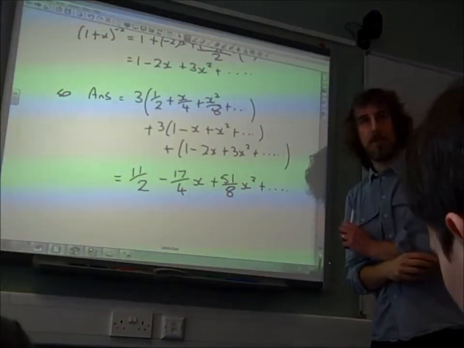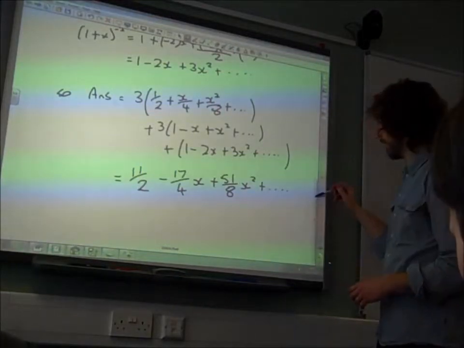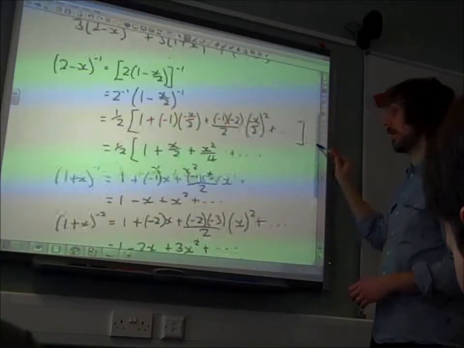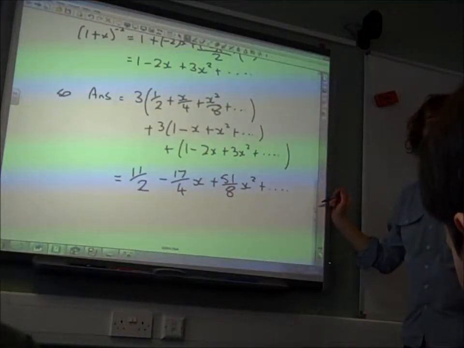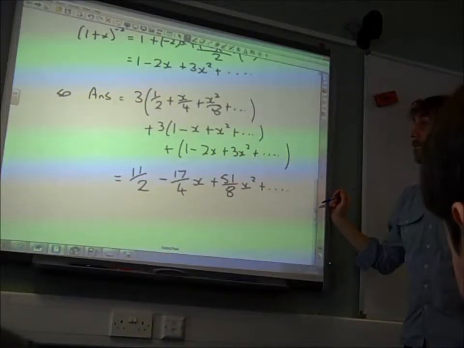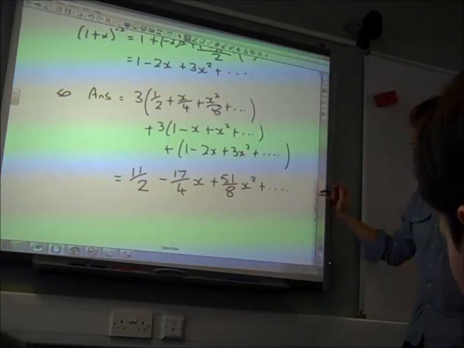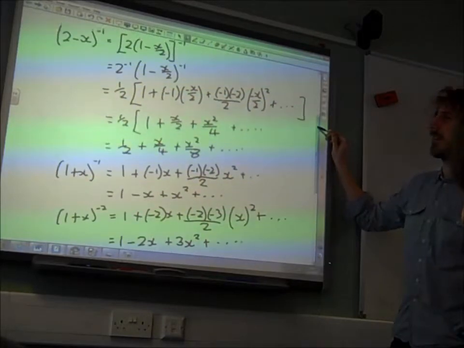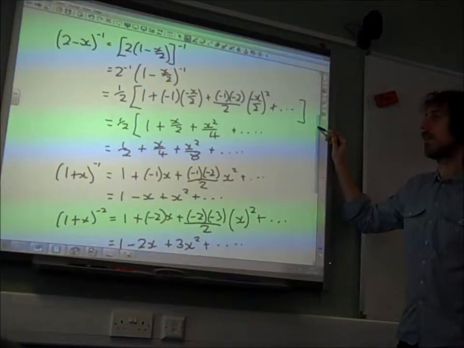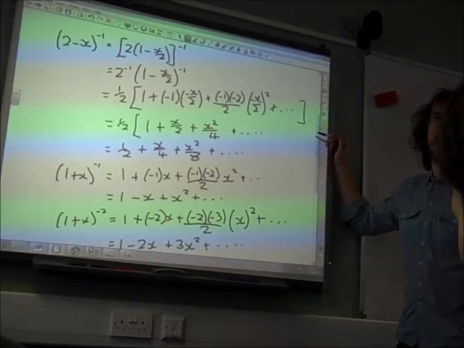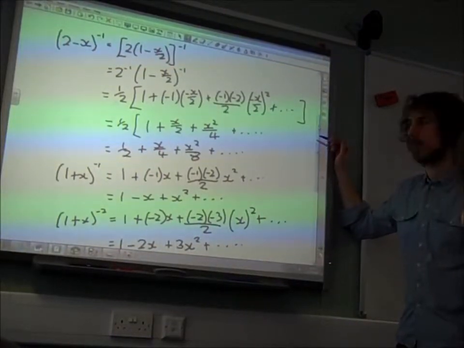Georgie? You got 2 of the terms right, but one of them wrong. How many marks have we got? 5. Well, you've got 2 of the terms right. Which term is wrong? The middle one. Have 4 marks then. I got a half minus a quarter x plus x squared over 8. What about if you did 2 of the bottom? Did you see those 2?